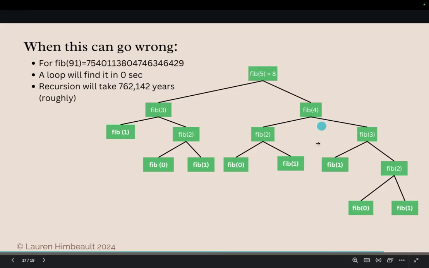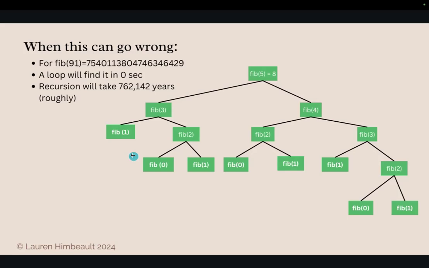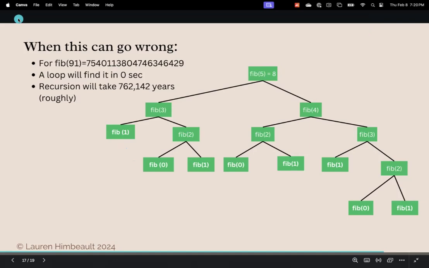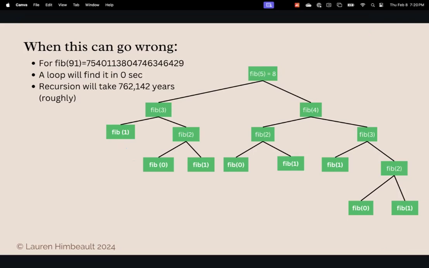There it is. Right here, we have to redo it. We had to recalculate the Fibonacci of 1, 5 times. We had to recalculate the Fibonacci of 2, 3 times. As soon as we up this number, this whole tree has even more duplicates, because to do Fibonacci of 6, we have to calculate Fibonacci of 4 on both sides of the tree.